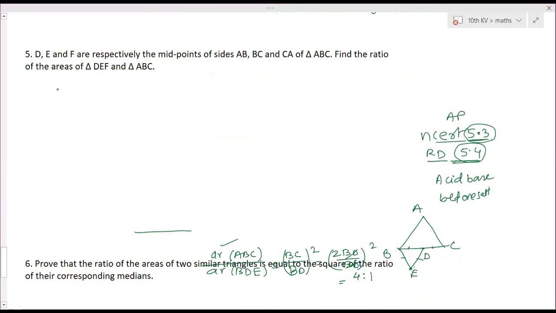So here, triangle ABC. D is midpoint of AB. E is midpoint of BC. And F is midpoint of AC. Ratio of areas of DEF. So we have to join DEF. So D is midpoint, F is midpoint, E is midpoint of BC. So to take the ratio of areas, we need to first prove this triangle and the big triangle are similar to each other. So how to prove?